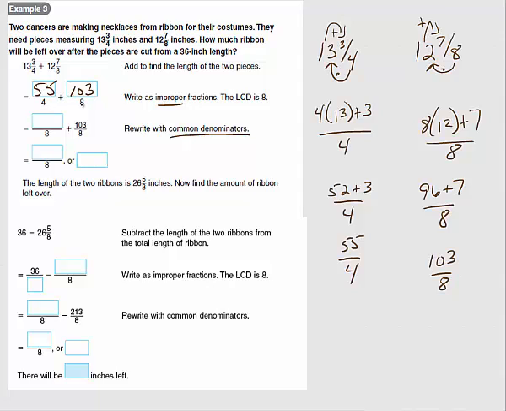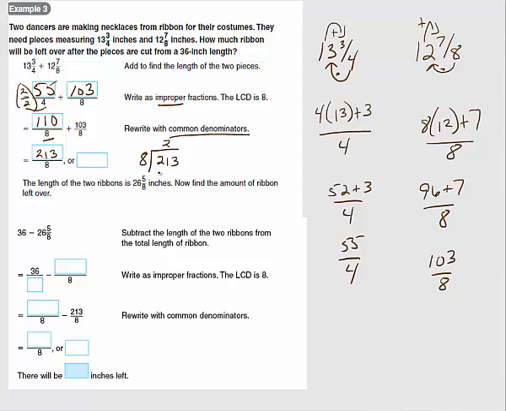Now I need to rewrite with common denominators. In this case, I'm going to use the lowest common denominator. And I did that because I know 4 times 2 is 8. So I'm going to multiply just this side by 2 over 2. 4 times 2 is 8. 55 times 2 would be, let's see, 10, carry the 1, 110. Now I can add. So I get 110 plus 103 is 213.